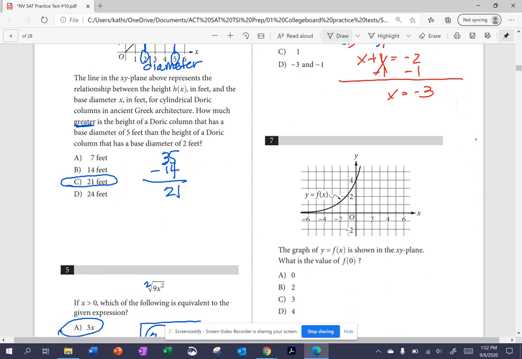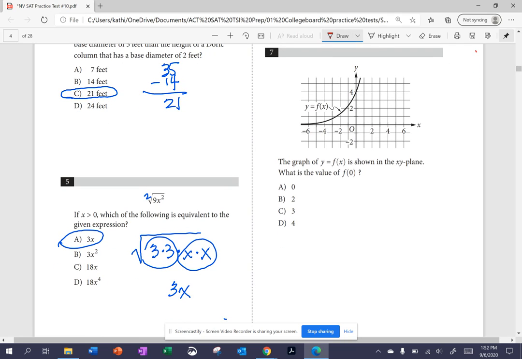Right, number 7. The graph of y equals f of x is shown in the xy plane. What is the value of f at x equals 0? So I'm looking at where x equals 0. So x is 0 here. It's asking me what's the y value. So y is 4. All right, let's try number 8.